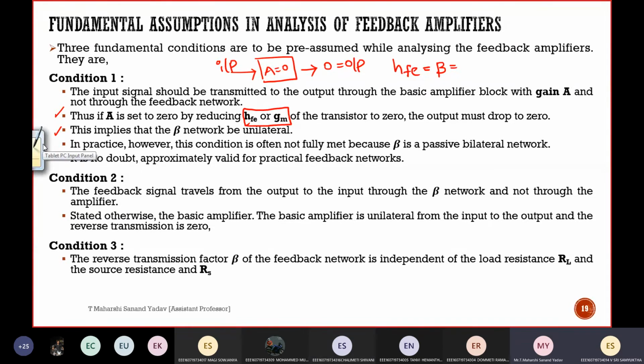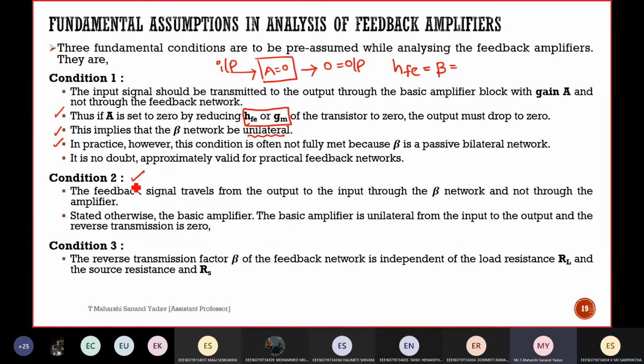This implies that the beta network must be unilateral. What is unilateral and what is bilateral? Unilateral means single, sir. Bilateral means double. Right. Next. In practice, however, this condition is often not fully met because beta is a passive bilateral network. Next. It is, no doubt, approximately valid for practical feedback networks.